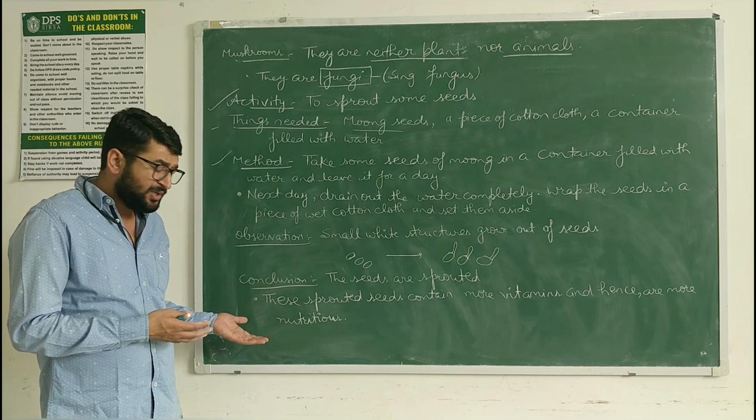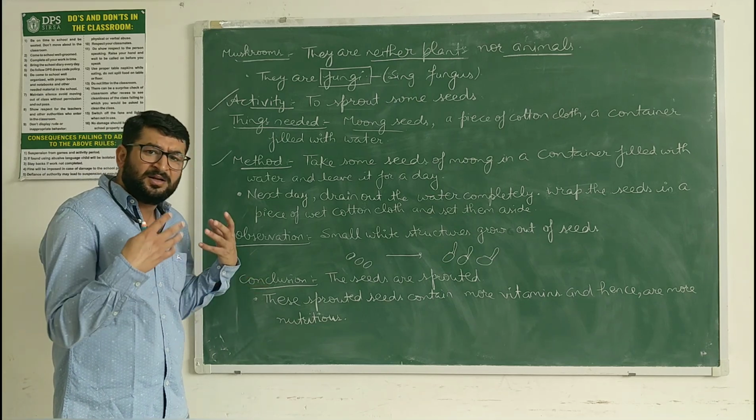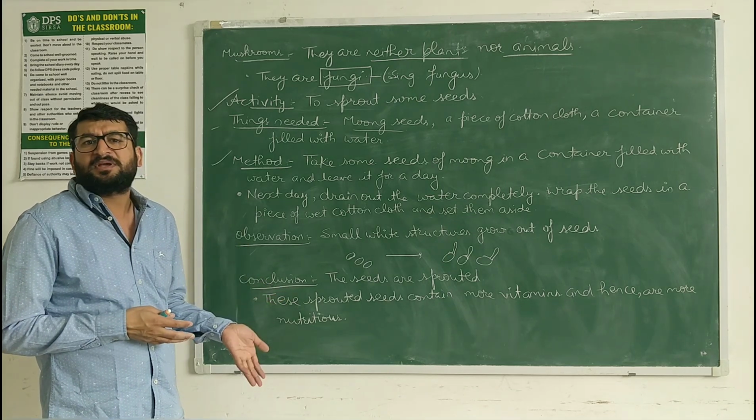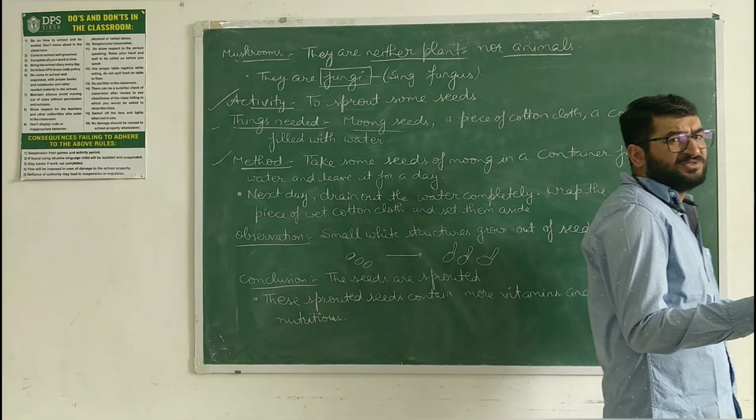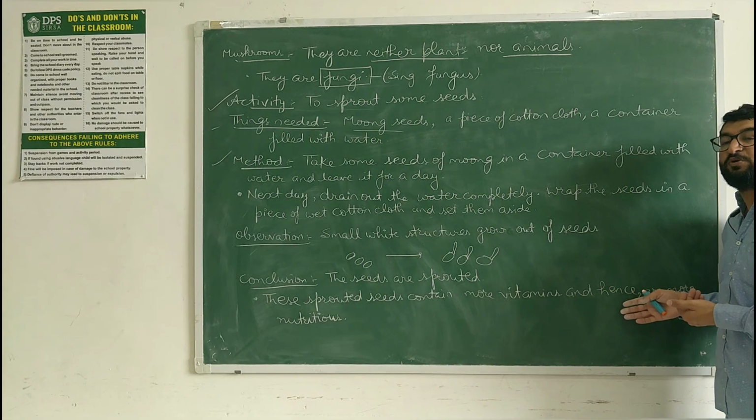That is the conclusion. You can add more spices, onion or tomato to it, and make it more tasty. You can even eat it as a snack. So that's how you can sprout seeds.